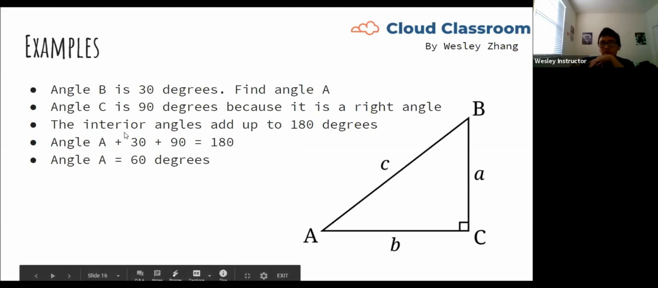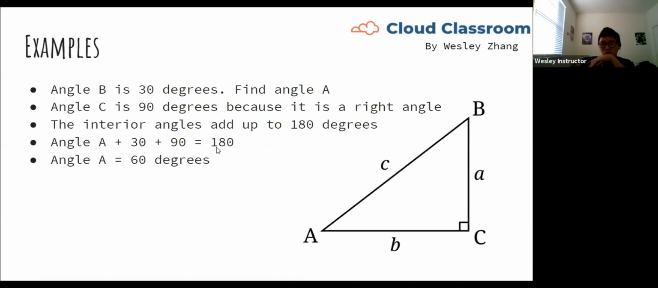We know angle B is 30. So angle A plus angle B, 30, plus angle C, 90, equals 180. 30 plus 90 is 120. 180 minus 120 is 60. So angle A equals 60 degrees.